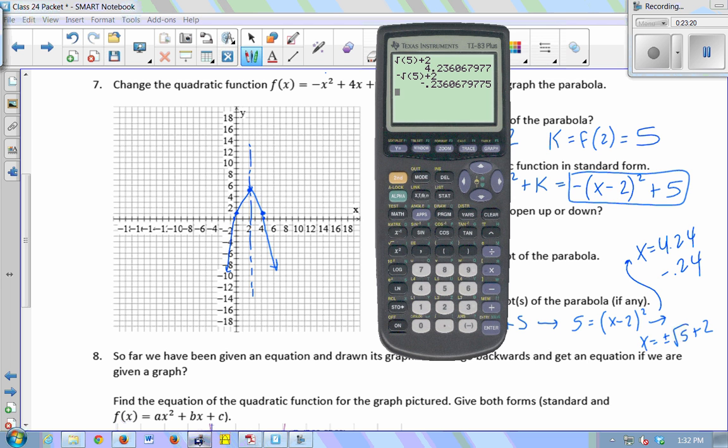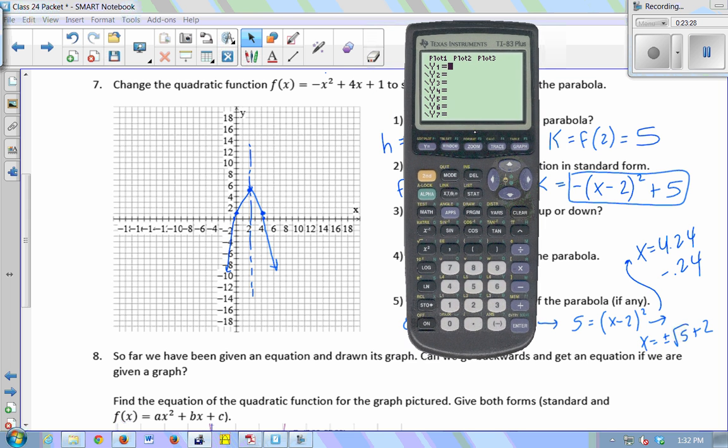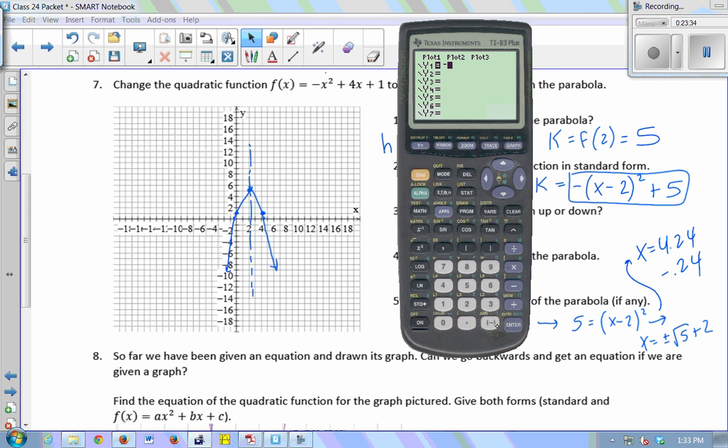So again, let's just show that our sketch is accurate and that you can get it either by graphing the original form or the standard form. So I've got negative x squared plus 4x plus 1 and negative x minus 2 squared plus 5. I'm going to have this second one graph in bold. And that does look just like the graph I sketched. And the two graphs are on top of each other, which means that they are exactly the same.